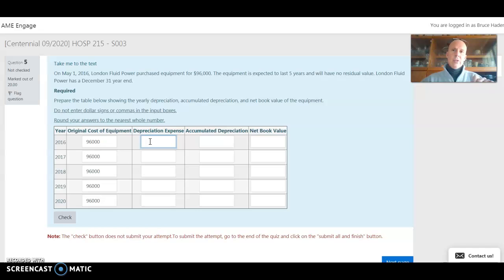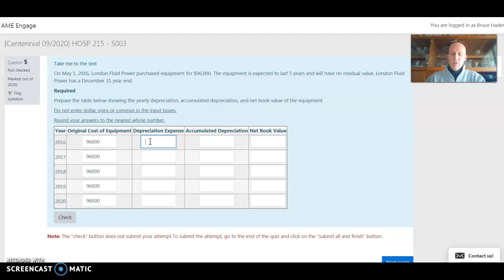So I think this is where yours, I think you had 0. But we did have some depreciation. As soon as they bought the equipment, May the 1st, they started using it. So it would start depreciating right on May the 1st, 2016. Having said that, we have to take our 96,000 and divide it by 5 because we know it has 5 years for its depreciation. So that's $19,200. Now that's for 1 year.